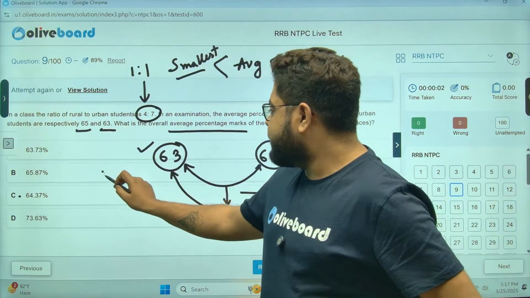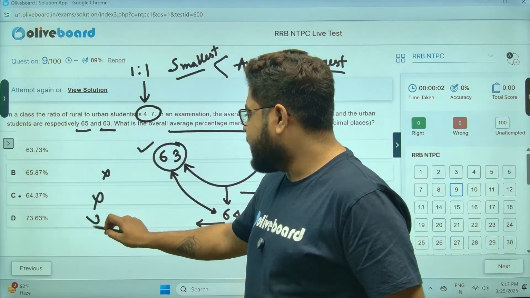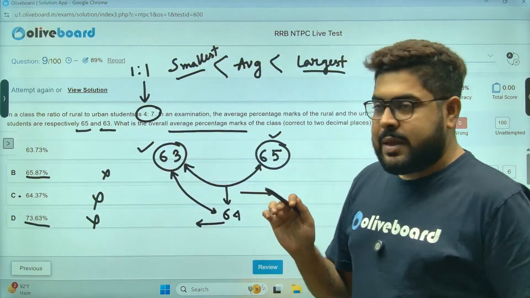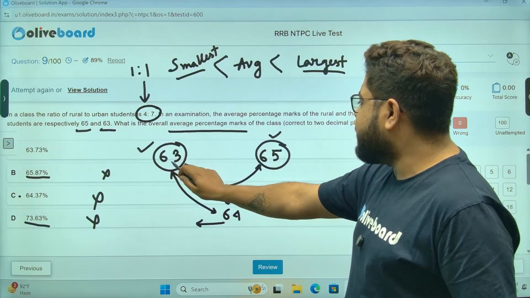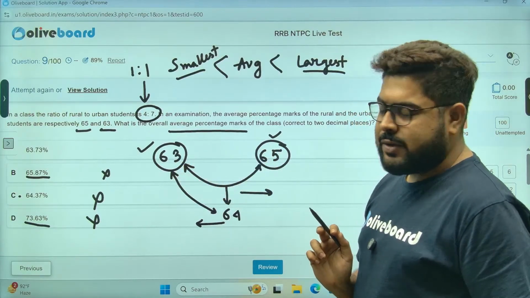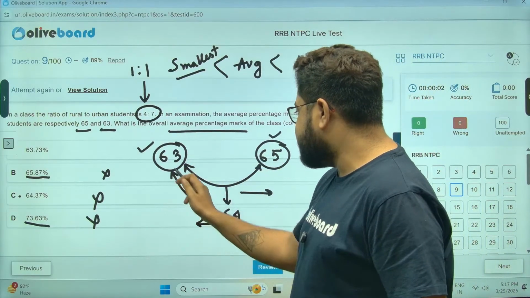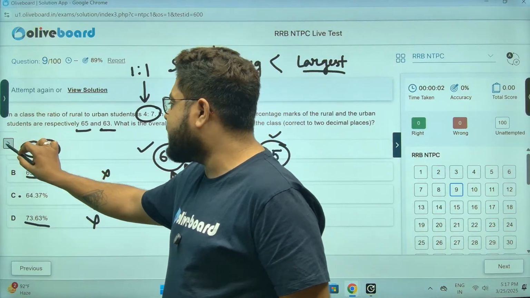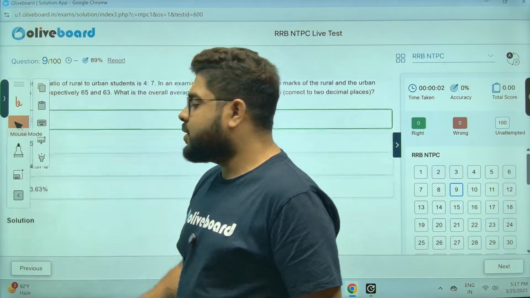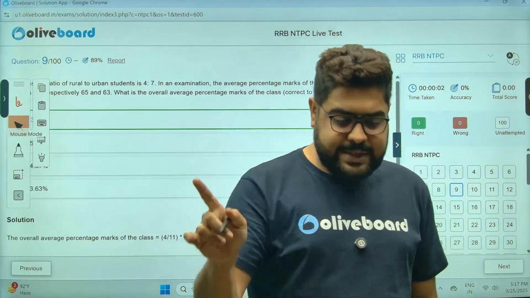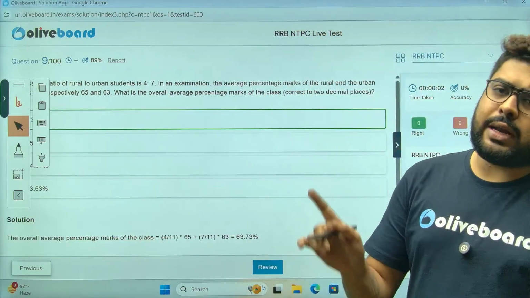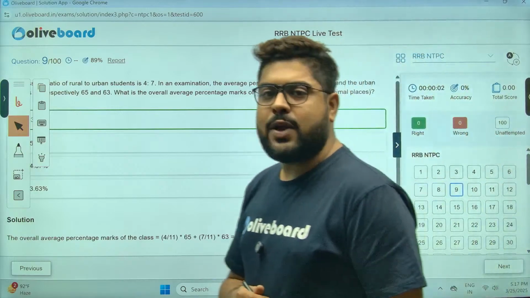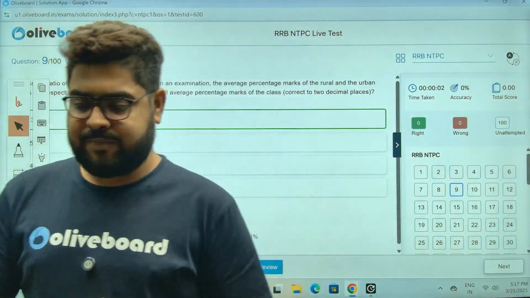B will never be the answer, because the average has to be between 63 and 64. The only option that lies between 63 and 64 is option A, so that must be your answer. You do not need to calculate a single line for this.